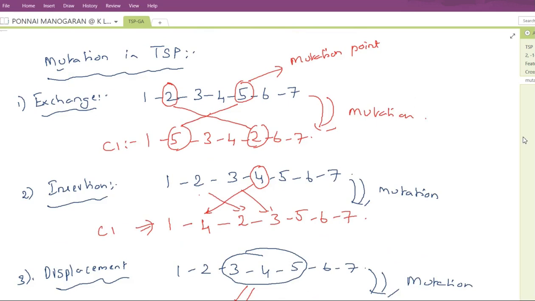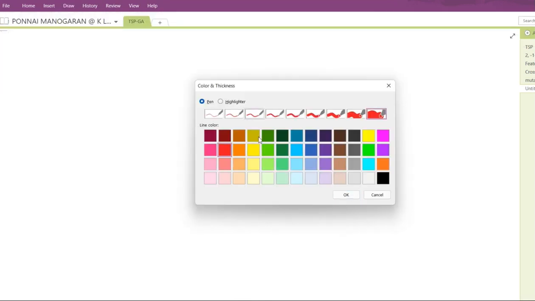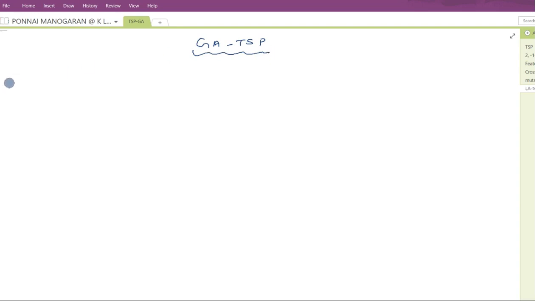So after understanding how the solution is represented for TSP, how crossover operation can be performed, and how mutation operation can be performed, now it is time to write a small single iteration. Okay, a single iteration about how the genetic algorithm works for TSP. So, GA algorithm for TSP. I will write.